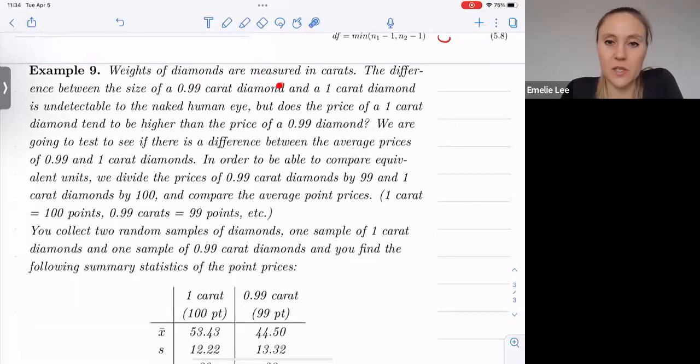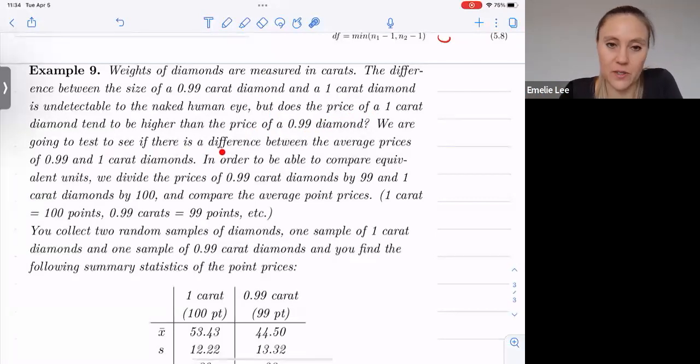Weights of diamonds are measured in carats. The difference between the size of a 0.99 carat diamond and a 1 carat diamond is undetectable to the naked human eye. So when we look at these things, we can't tell the difference. Okay, so that's important for this question. But does the price of a 1 carat diamond tend to be higher than the price of a 0.99 carat diamond? And this should say carat.